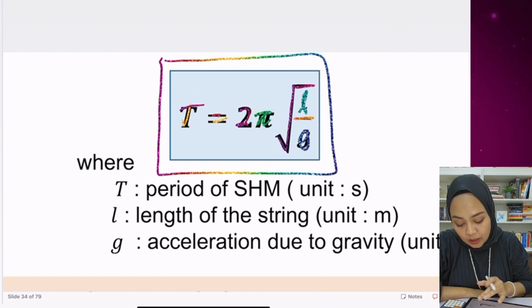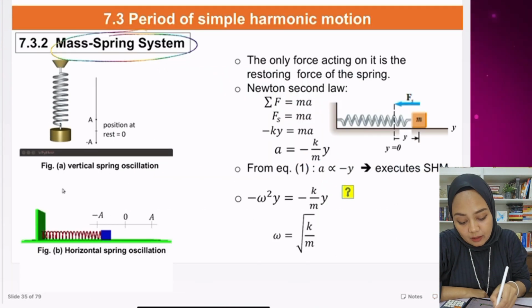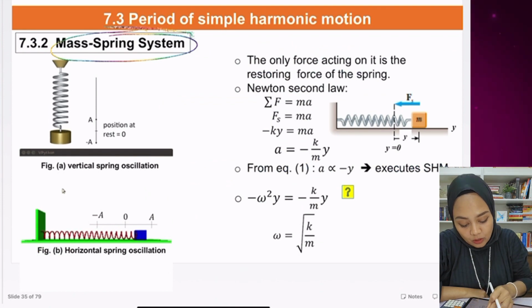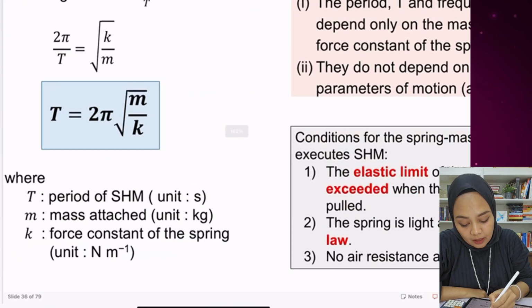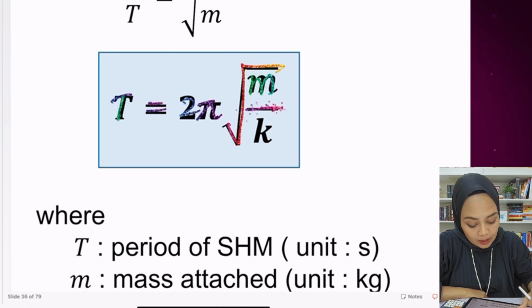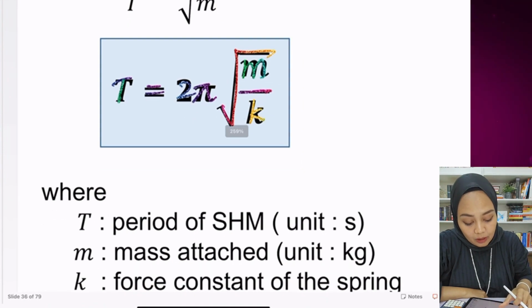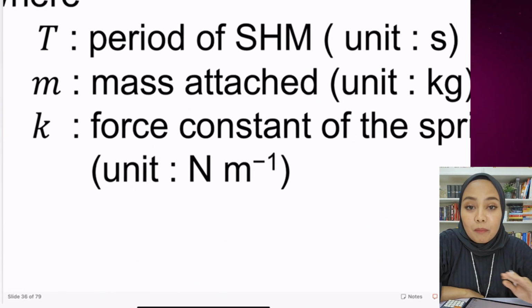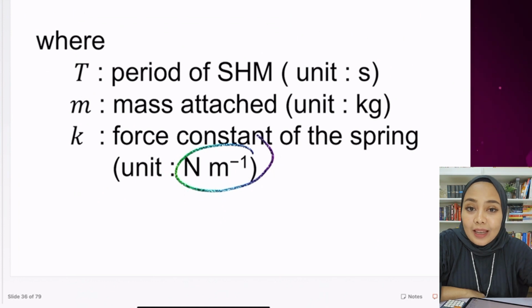And then the next one is the mass spring system. So the equation for that is T equals 2 pi root mass divided by the spring constant. And remember that the spring constant, the unit is Newton per meter. That's it. So let's start with our tutorial.